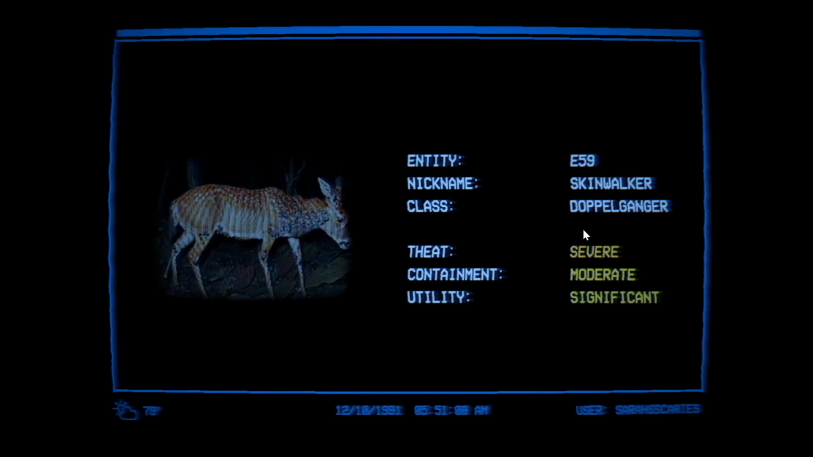Entity, E59. Nickname, Skinwalker. Class, Doppelganger. Threat, Severe. Containment, Moderate. Utility, Significant. Skinwalkers are ancient shapeshifters, usually taking the form of animals and uncommonly humans, stealing their skin in the process. Skinwalkers are incredibly violent and when killed leave behind nothing but their body vector.